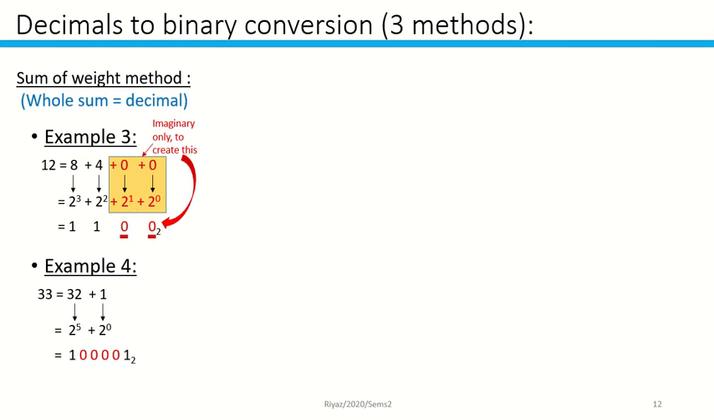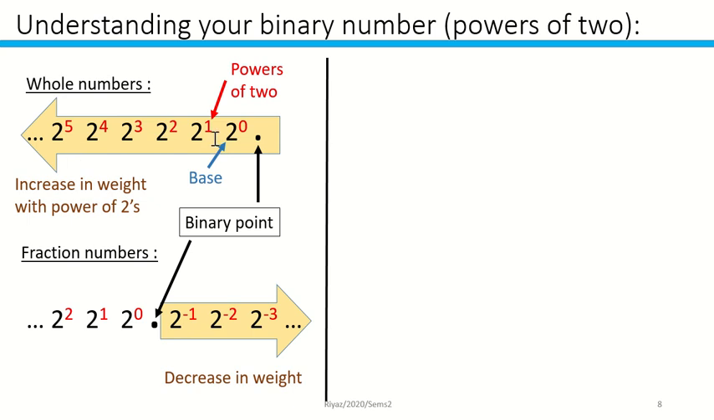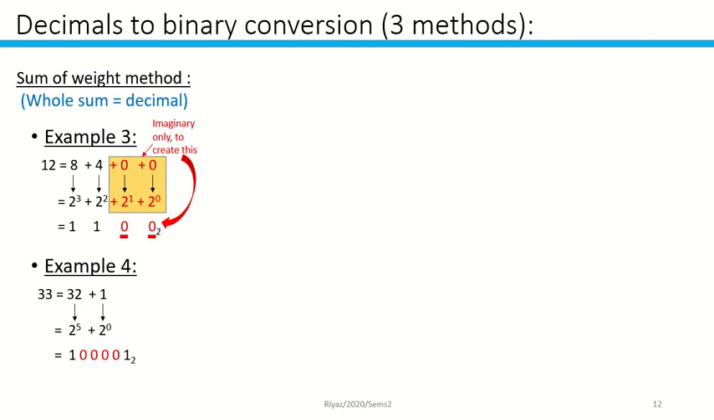You can see the steps: 2 to the power of 0, 2 to the power of 1, 2 to the power of 2 over here. That's why it happens like this. And finally, 12 decimal will have 1100 to the base of 2 as the answer.